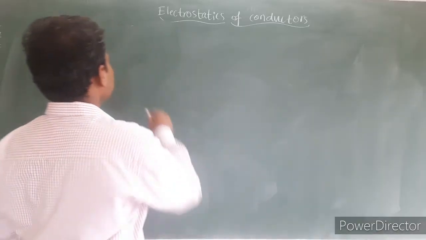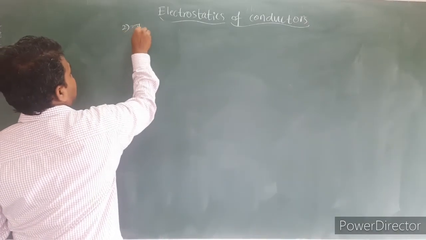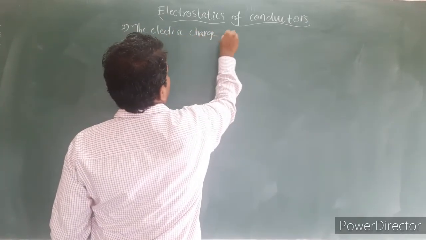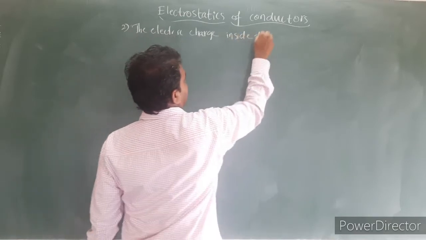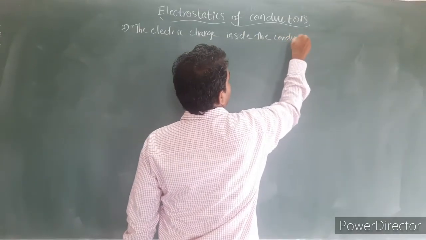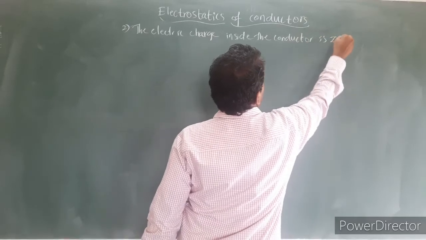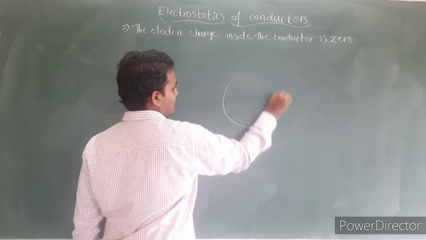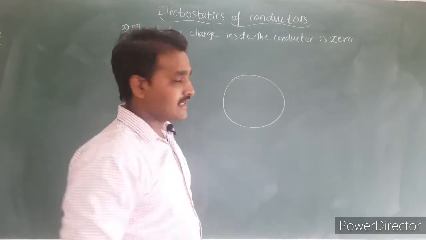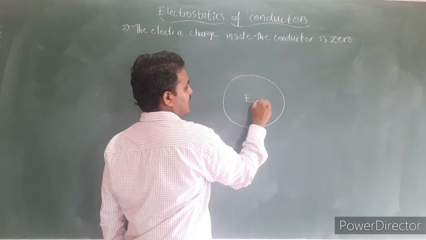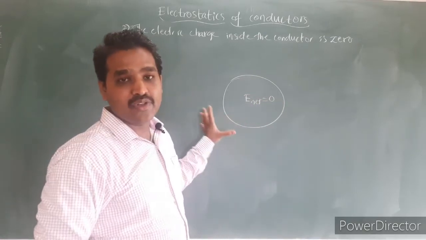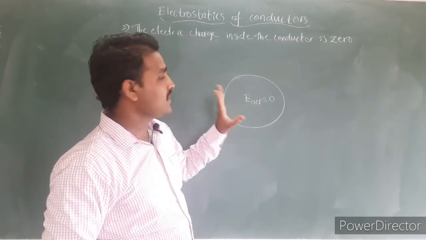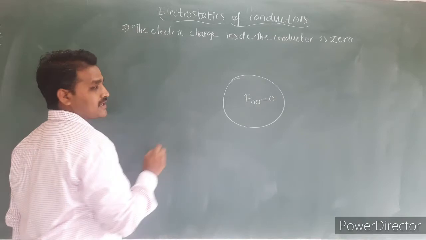The next point is that the electric charge inside the conductor is 0. To understand this, let us consider a conductor here. We have already stated that the net electric field inside the conductor, even if it is placed in an external electric field, is equal to 0. For this we shall use the statement of Gauss law.